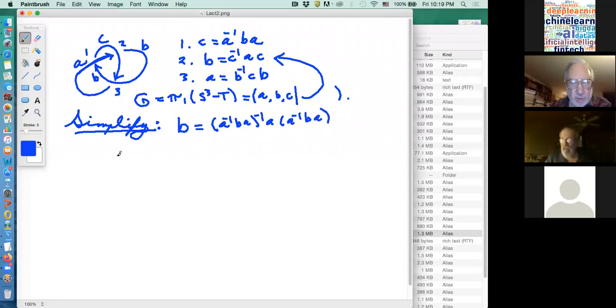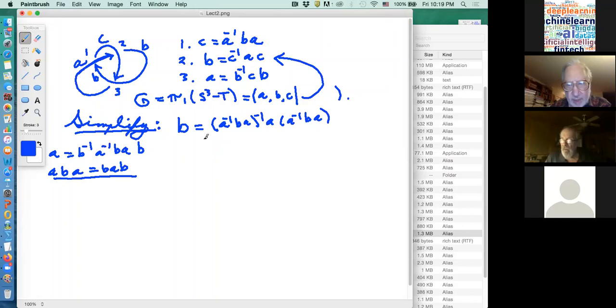And also, I'll write it over here. A is equal to B inverse times C, which is A inverse BA, times B. Let's work with this one first, because the algebra is simpler. I can rewrite this by multiplying by B and then multiplying by A, and this is equivalent to ABA equals BAB. So we have that relation.